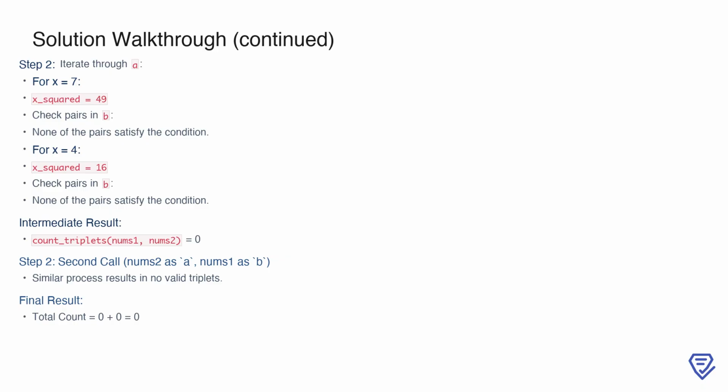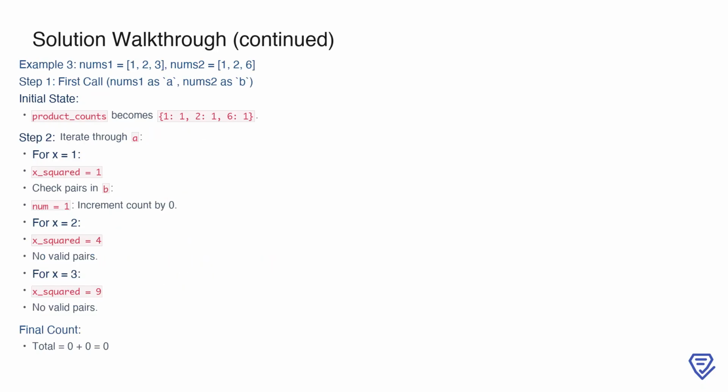Now we proceed to the third example, where nums1 equals 1, 2, 3, and nums2 equals 1, 2, 6. As before, the first step is to compute product_counts for nums2, which gives 1, 1, 2, 1, 6, 1. In this final example, we iterate through each number in nums1. For x equals 1, we calculate x_squared equals 1 and check all pairs in nums2. While 1 divides 1 evenly, the pair value appears only once in product_counts, so no valid triplets can be formed.